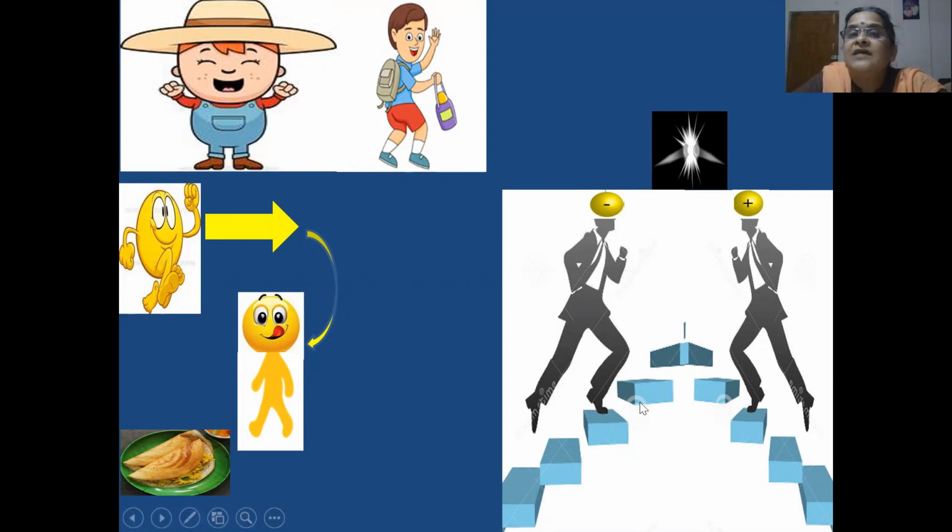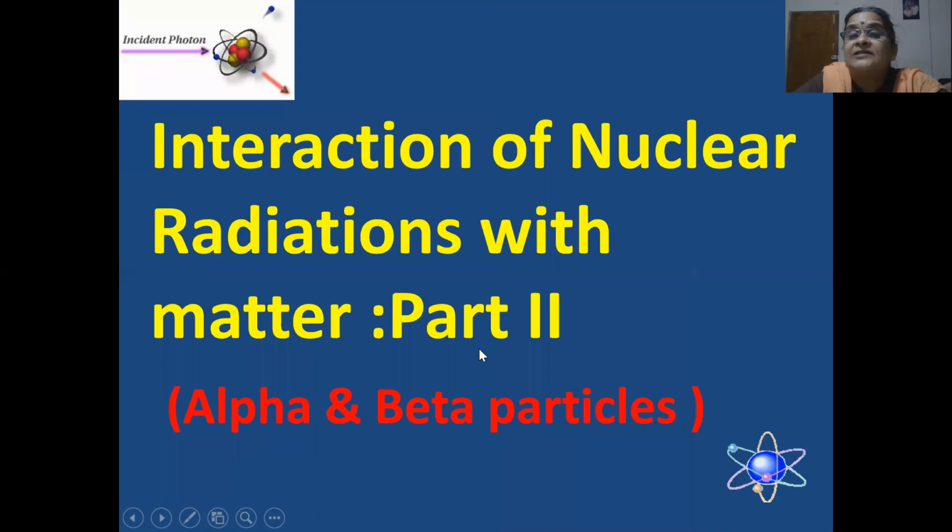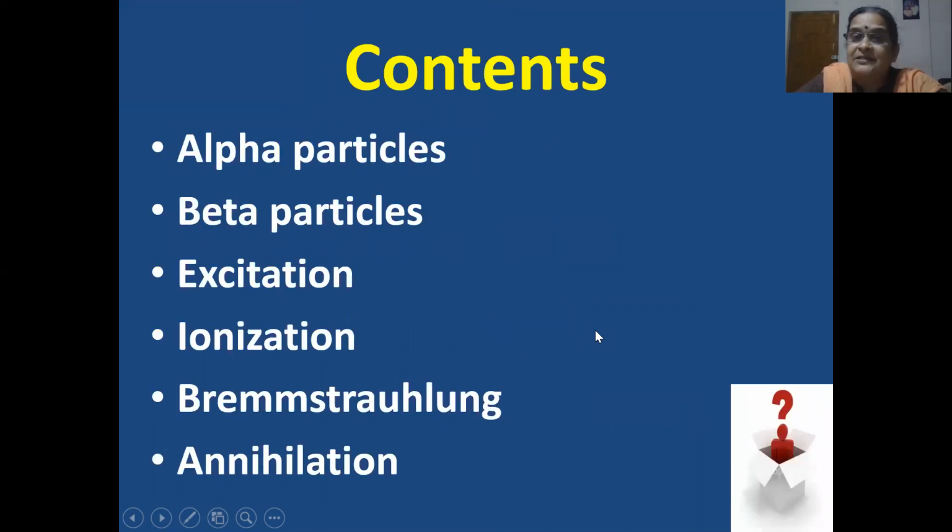So all these are some simple ways to compare the interactions of nuclear radiations with matter, alpha and beta particles, the charged particles. This is the second part, as a continuation of my last presentation. The contents of this presentation will be alpha particles, what they are, what beta particles are, and what these interactions are: excitation, ionization, Bremsstrahlung and annihilation.